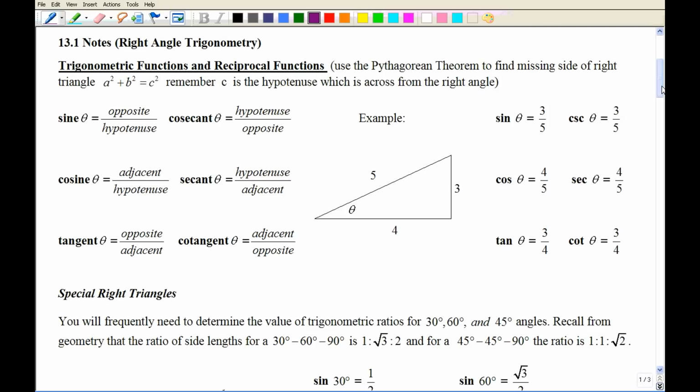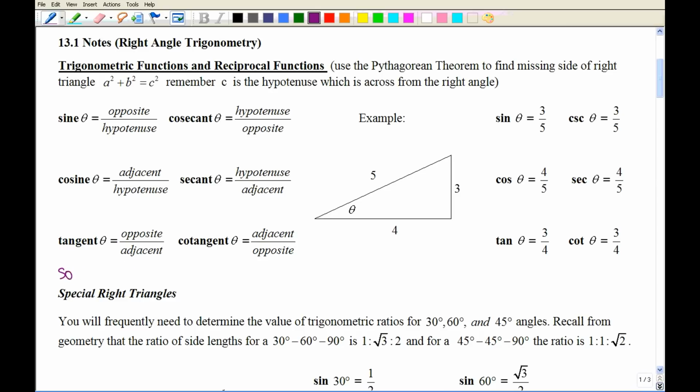So we're going to use our good old friend the Pythagorean theorem to find the missing side of a right triangle: a squared plus b squared equals c squared. Remember, c is always going to be the hypotenuse, which is going to be across from the right angle. So let's look at what we have on the left side here. We'll have that sine of theta is opposite over hypotenuse, cosine of theta is adjacent over hypotenuse, and tangent of theta is opposite over adjacent.